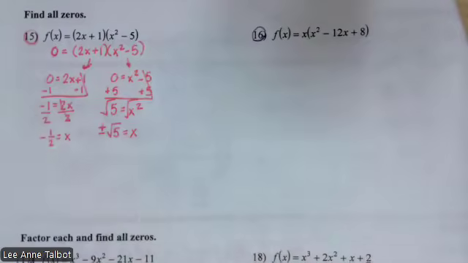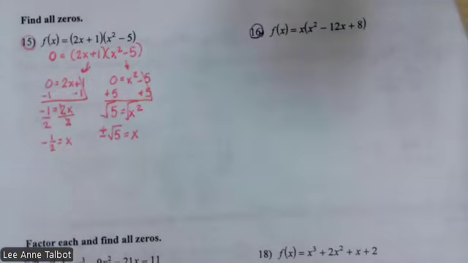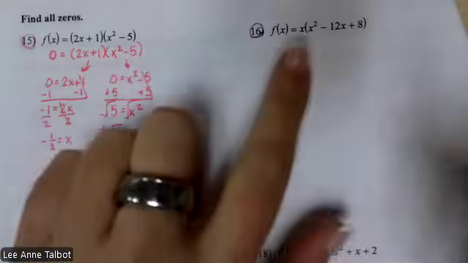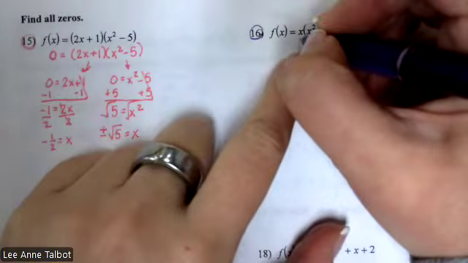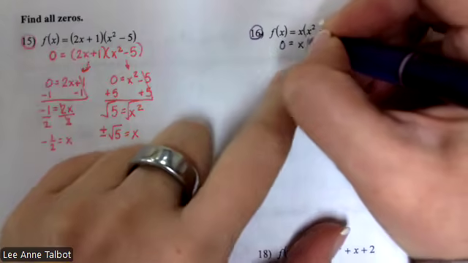Okay, here's my question. If it's three single real roots, how many times would it cross the x-axis on a graph? Three. Okay, now let's do this guy. So in this one, we're gonna do the same thing, equal it to 0.